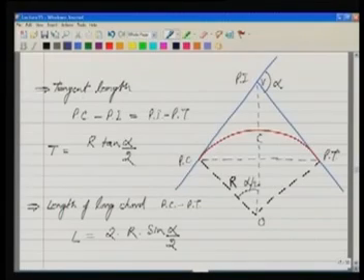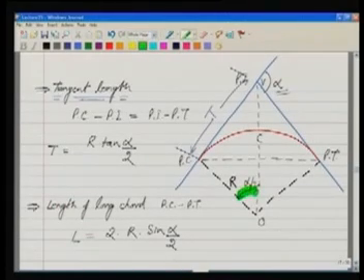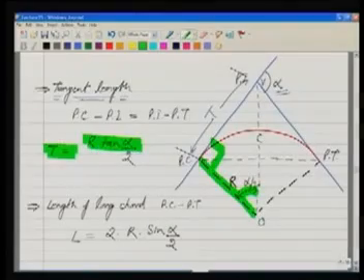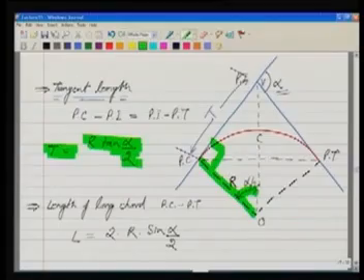Then the second element is tangent length. The tangent length, we had discussed, is this particular value which we represent as T, starting from point of curve to point of intersection. And this angle is alpha, so obviously this will be alpha by 2. Over here the angle is alpha by 2, and this is R, the radius of the curve. And this angle is 90 degree because it is tangent here. So you can compute that this tangent length is R tan alpha by 2.